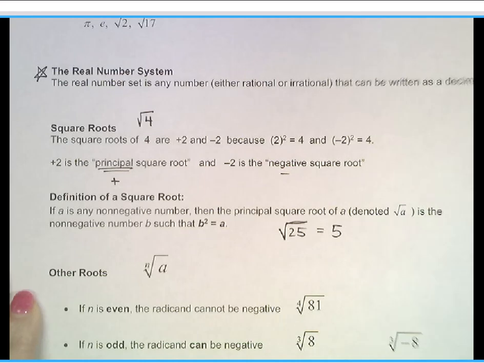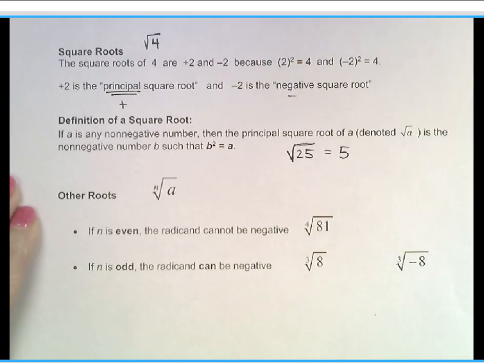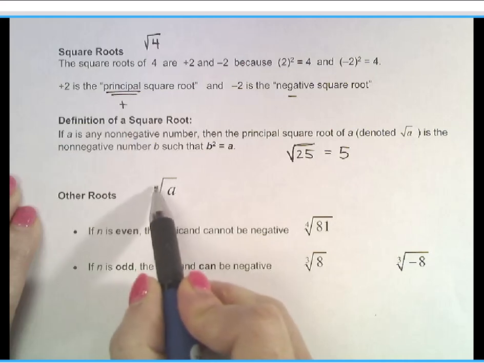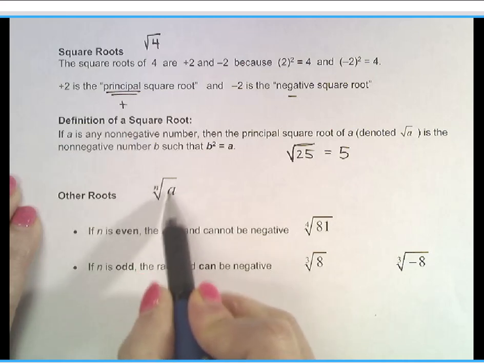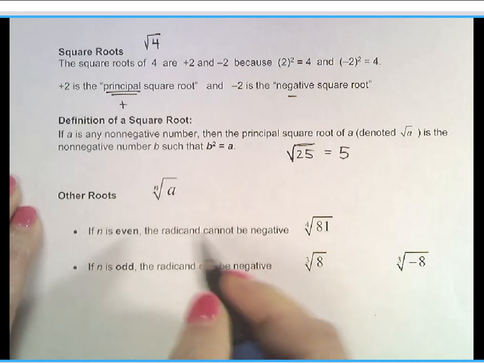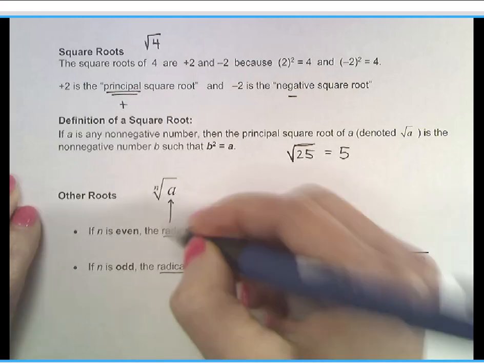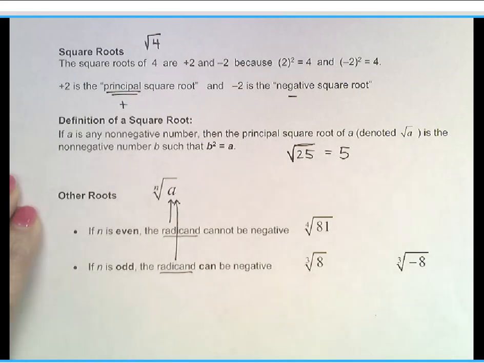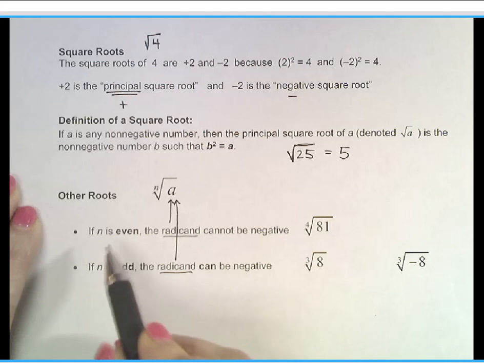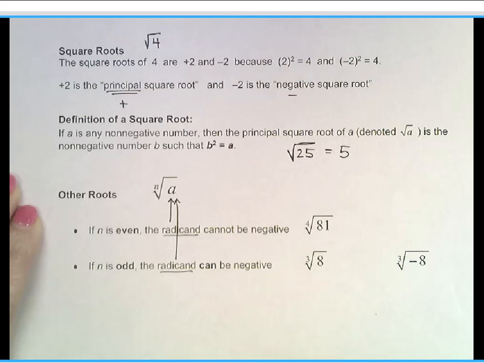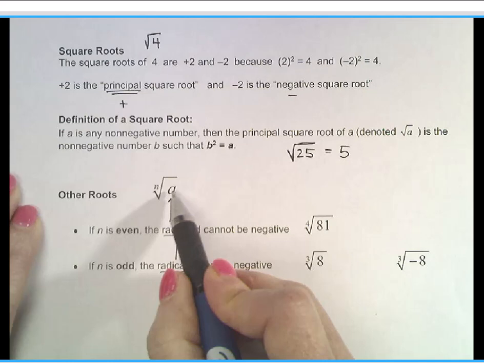But what if you wanted some other root, like a cube root or a 4th root or a 5th root or a 6th root? Well, then you're going to have to put a number here. That number is called the index. And a, the thing sitting underneath the square root, that is called the radicand. So when it's mentioning this word radicand, it's talking about this number a. That's the radicand. So if your index is even, so if you're finding a square root or a fourth root or a sixth root or a 10th root or whatever it is, you cannot have a negative underneath for your radicand.